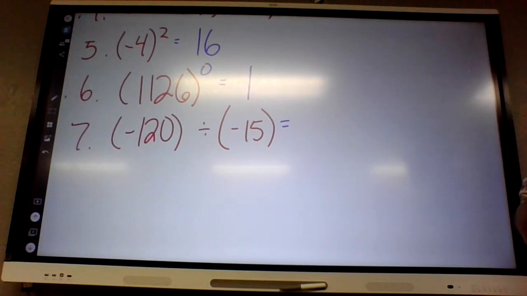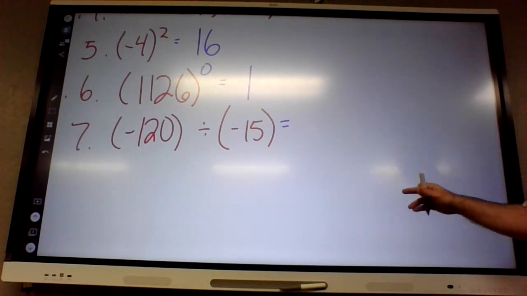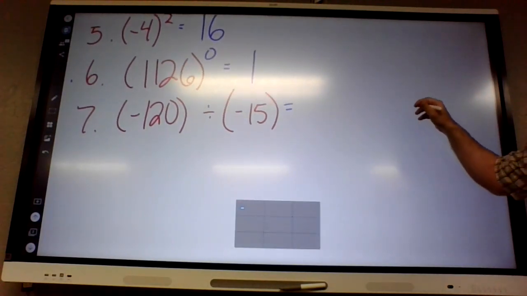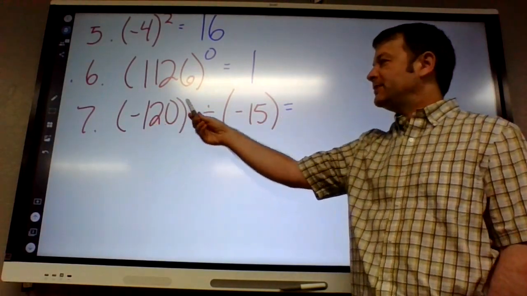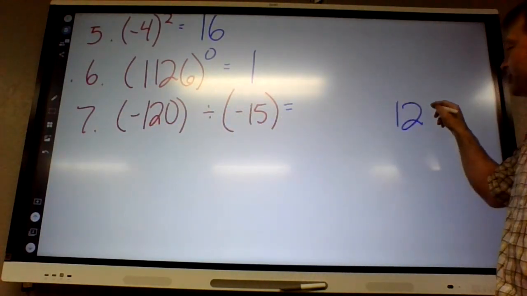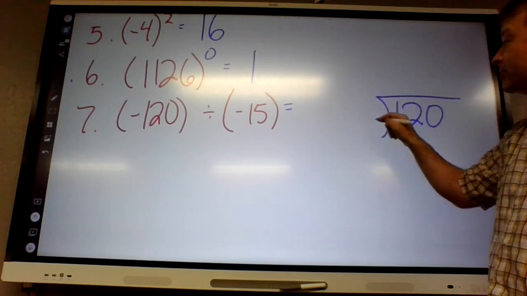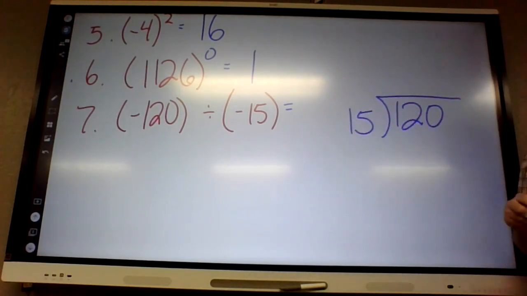Okay, Manny, should number 7 be positive or negative? Negative. Positive. Positive, negative divided by negative. So after you figure out it's positive, then you don't have to worry about that part anymore. Then you go back and do this part.